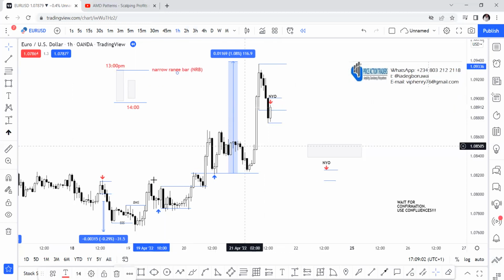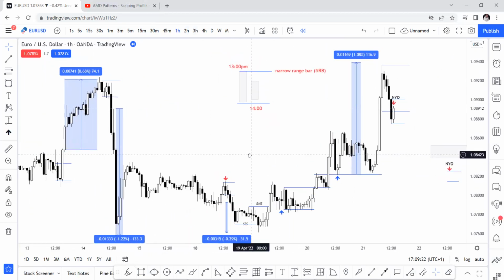This is it here. Now range bar. See it there? This is engulfing. This is narrow range bar. This is 13-hour. This is 12. This is 14. We have narrow range bar, then we have engulfing too. So two of them collided together.